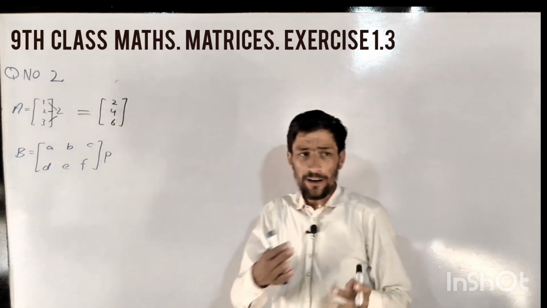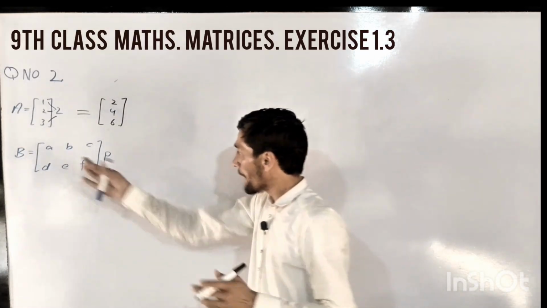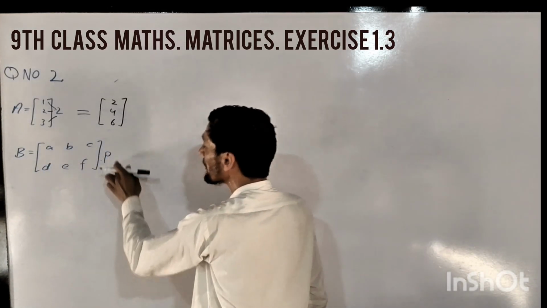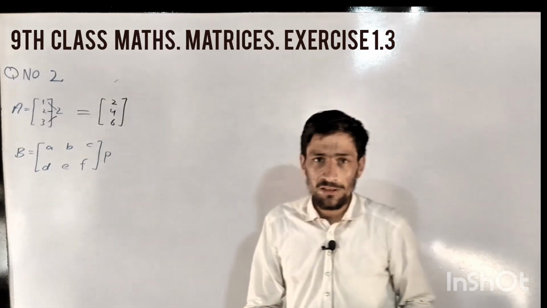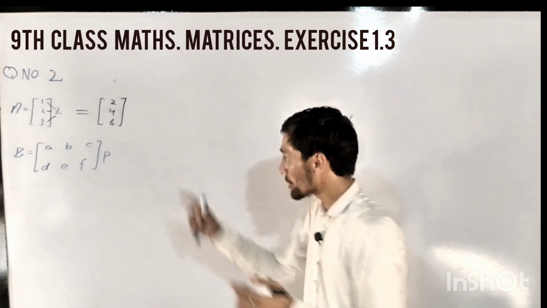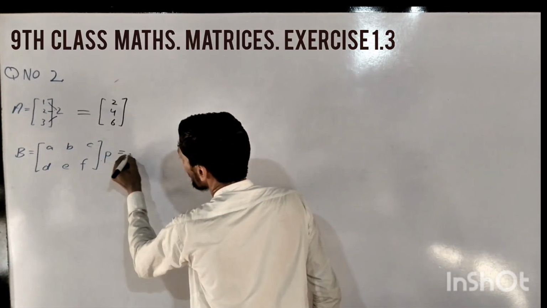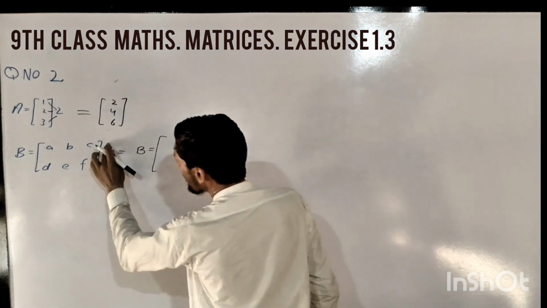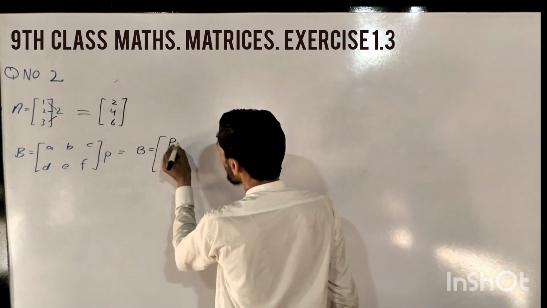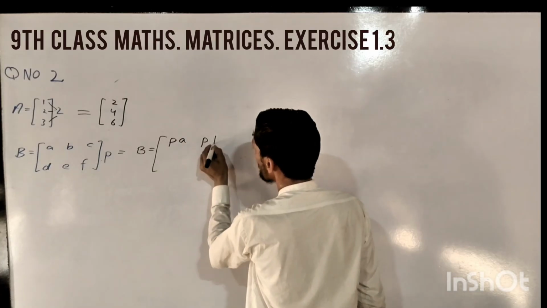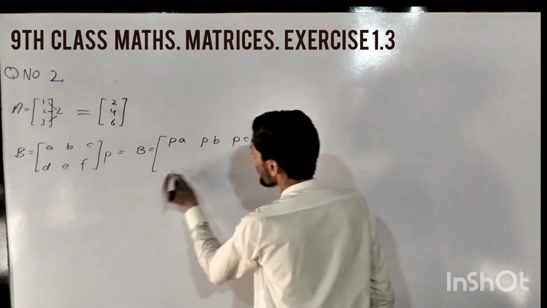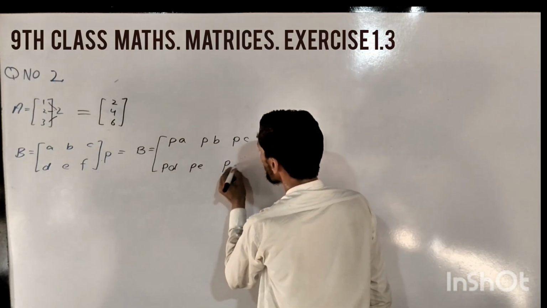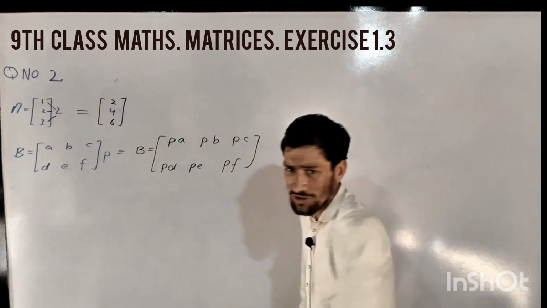It is so easy. And the second question: the matrix with entries A, B, C, D, E, F multiplied by P. It is also easy, and the most easy question. Let me check. The result is P times each entry: PA, PB, PC, PD, PE, and PF. This is the easiest question.